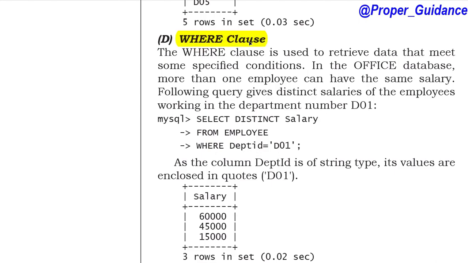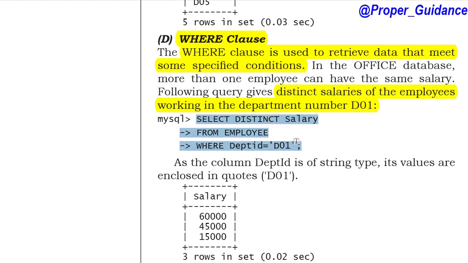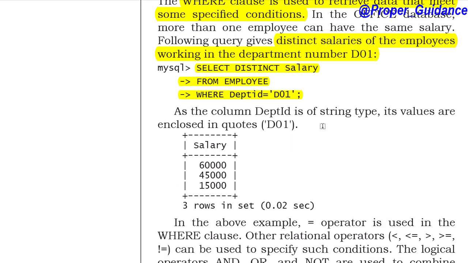After that, we will learn the WHERE clause. The WHERE clause is used to retrieve data that meets some specified condition. In the Office database, more than one employee can have the same salary, right? The following query gives the distinct salaries of the employees working in department number D01: select distinct salary from employee where department ID is equal to D01. Clear? As the column department ID is of string type, its values are enclosed in quotes.